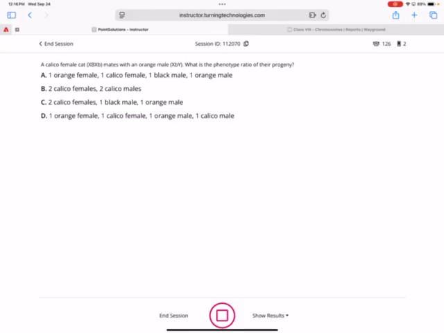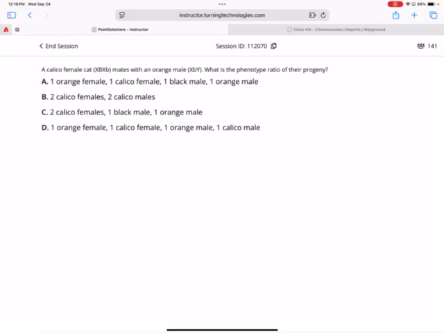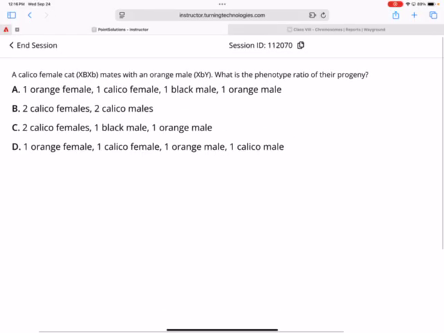So we have a calico cat female. Calico cat is going to be heterozygous for a dominant B allele that makes pigment and a recessive allele that would give orange coloring. They mate with an orange male, has the recessive B allele on the X chromosome. What was the phenotype ratio of their progeny?